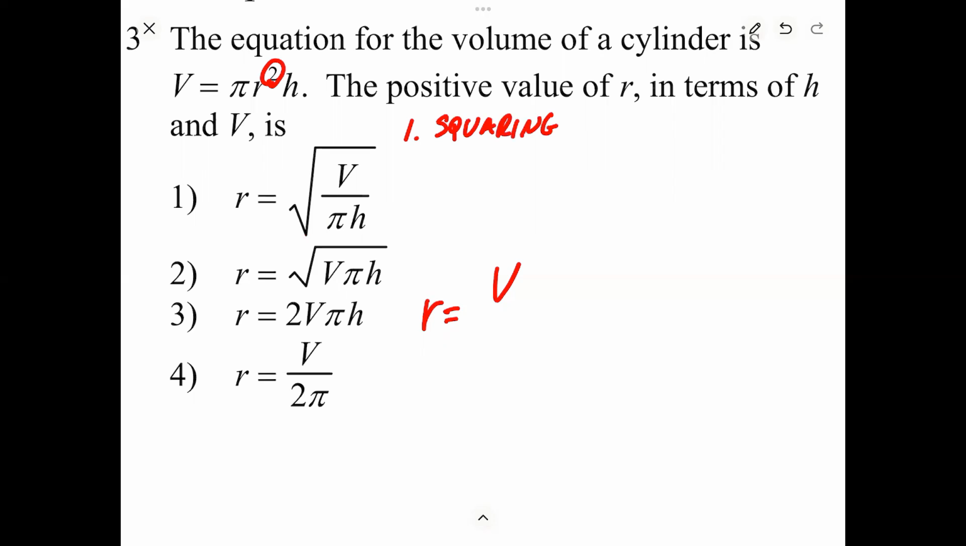What's the second thing that we're doing? Oh, we're multiplying it times pi, and we're multiplying it times H. And remember, I can combine those two. So I'm going to say multiply by pi and by H.